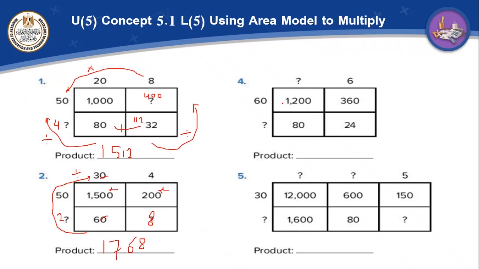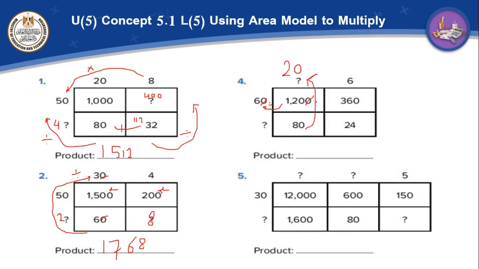Number 4. You have here a missing number. So we make 1,200 divided by 60 to get the number above, which is 0. Cancel this 0. 12 divided by 6 equals 2. 2 by 6 equals 12. With 0 divided by 6 equals 0. Here 20. Again, 80 divided by 20 to get the missing number.